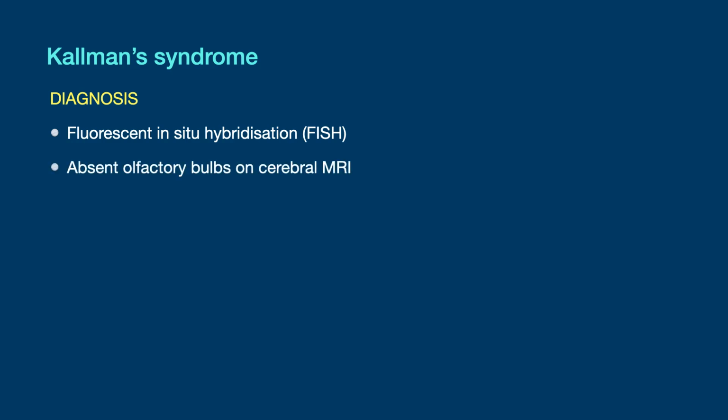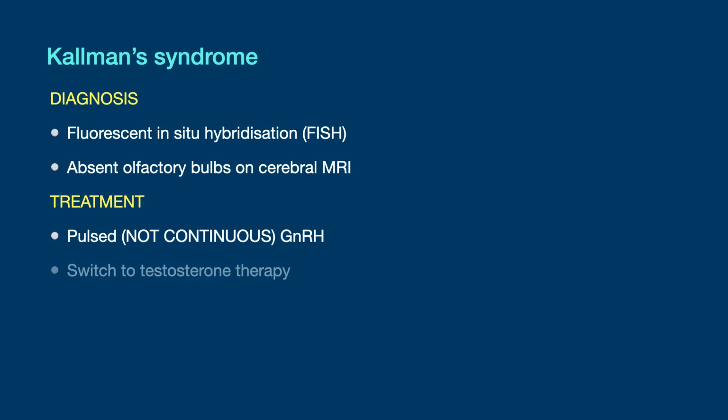The diagnostic tests for Kallmann syndrome include fluorescent in situ hybridization, which is currently the best means of a genetic diagnosis. Absent olfactory bulbs are present on 75% of MRI scans in these patients. Treatment would include pulsed and not continuous GnRH treatment, which is needed to restore LH and FSH release. Once family is complete, one may switch to testosterone therapy, which may be convenient for the male.